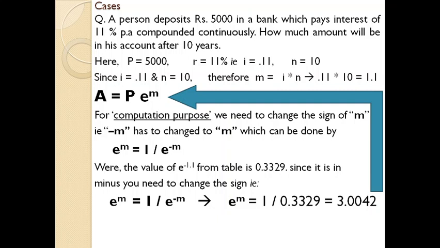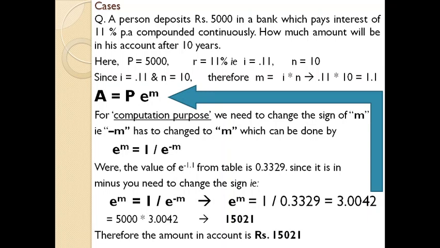A equal to P into e raised to m, where P equal to 5000. 5000 into 3.0042, you will get 15,021. In the question you are asked to find how much money the concerned person will get at the end of the 10th year, which is 15,021.